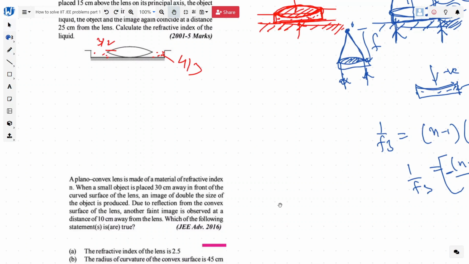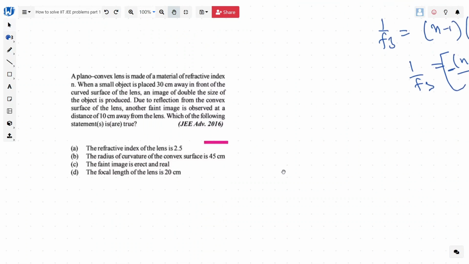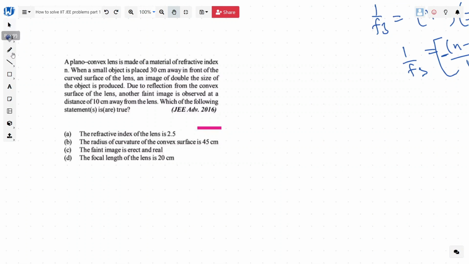So now let's move to another question. A plano convex lens is made of material of refractive index n. First thing first, we'll draw our diagram. So we have a plano convex lens, which is made of a material of refractive index n. We don't know what it is. When a small object is placed 30 centimeters away in front of the curved surface of the lens, an image of double the size of the object is produced.